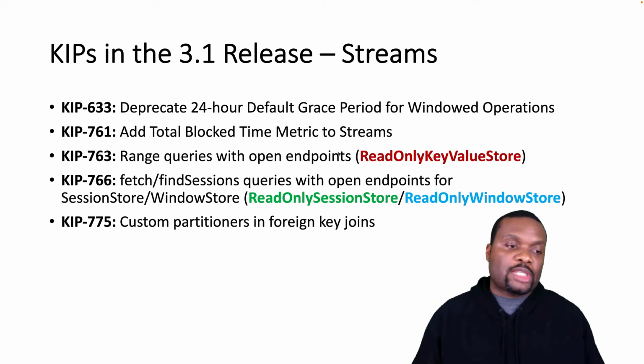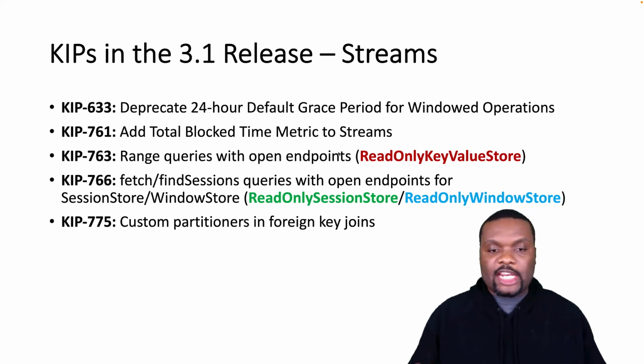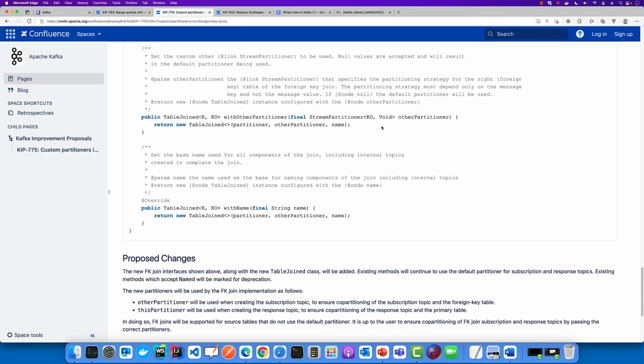Now going on to KIP number 775. Before this change was added to 3.1, the subscription topic and the other topic had to be co-partitioned by using the default partitioner, but this particular KIP allows you to specify a custom partitioner to support these foreign key joins in your Streams application.